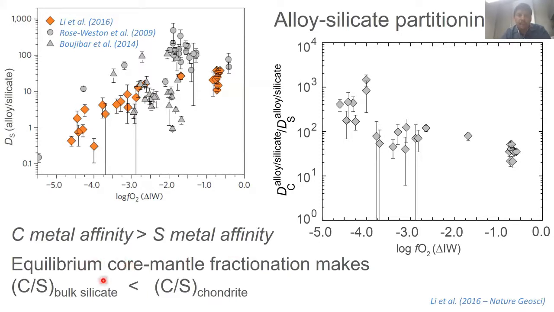So if you have equilibrium core formation, meaning molten silicate and molten alloy equilibrated and carbon and sulfur both participated in that fractionation process, the carbon to sulfur ratio of the bulk silicate Earth should be lower than the carbon to sulfur ratio of chondrite. The carbon to sulfur ratio will get modified in the process, right? It will become subchondritic, but that's not what we see. The bulk silicate Earth carbon to sulfur ratio is chondritic. So if these volatile elements were present during core formation, then we have a problem. We will not be able to explain the bulk silicate Earth abundance this way.